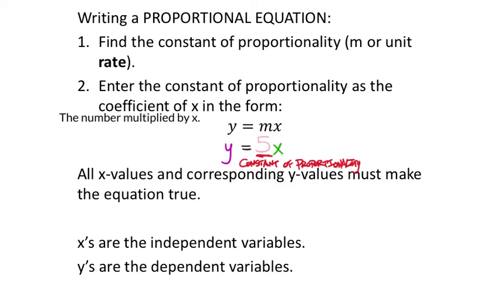Now, along these lines, just being able to enter these into the assignment could prove a little bit tricky, because what they want is a multiplication sign between, in this case, the 5 and the x right there. To access the multiplication sign, it's just an asterisk. So you just push Shift 8, and then it will give you the multiplication sign right there, okay? Now, all x values and corresponding y values must make the equation true, which we talked about extensively so far.